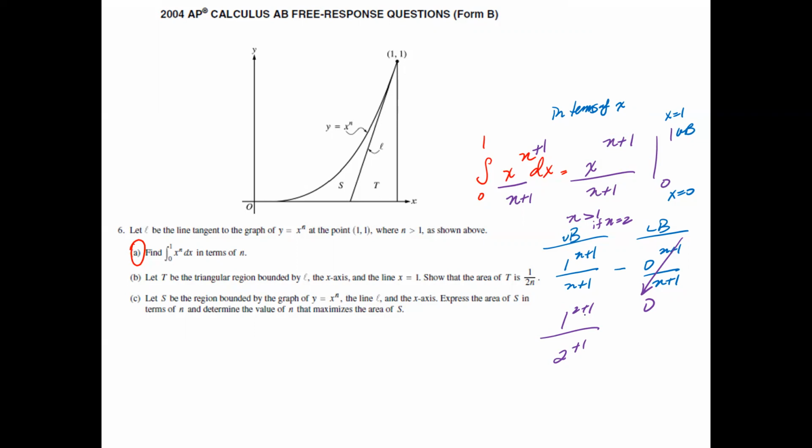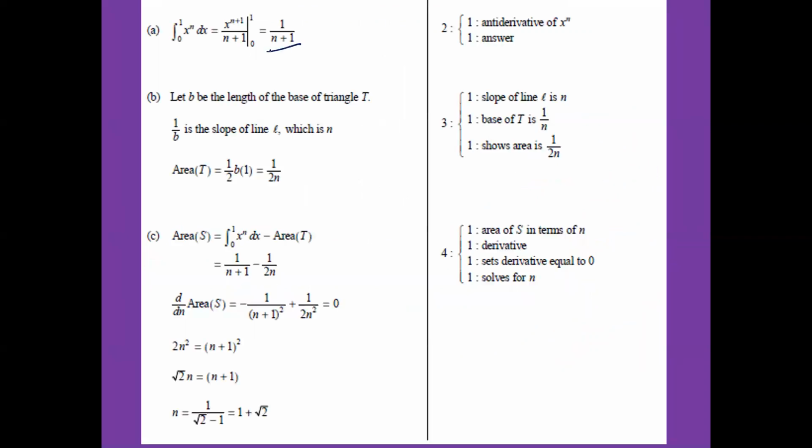If you take a look at this right here, what you essentially get at this point is anything to the 1 power is just going to be 1. So it doesn't really matter what n is, you're still going to end up with 1 as a numerator. In the denominator, it's just n plus 1. So that is your answer. And so if you do have that, which we do right here, 1 point for the antiderivative, 1 point for the answer. So 2 points for part A.